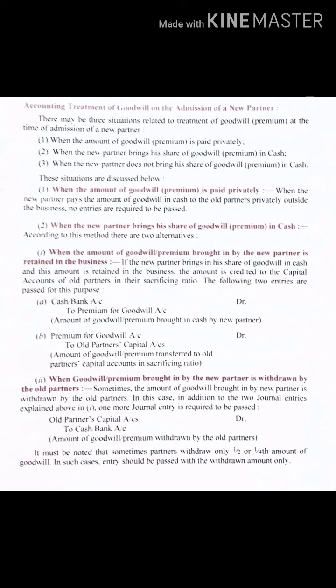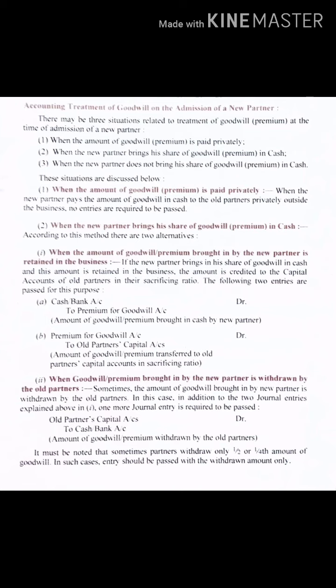If the new partner brings his share of goodwill in cash and his amount is retained in the business, the amount is credited to the capital account of old partners in their sacrificing ratio. The following 2 entries are passed. Now what will be the entry? As we have received cash, so what we will do? Cash account debit. Okay. To what is the reason? Premium for goodwill. So we will write to premium for goodwill. Cash account debit to premium for goodwill. Why?